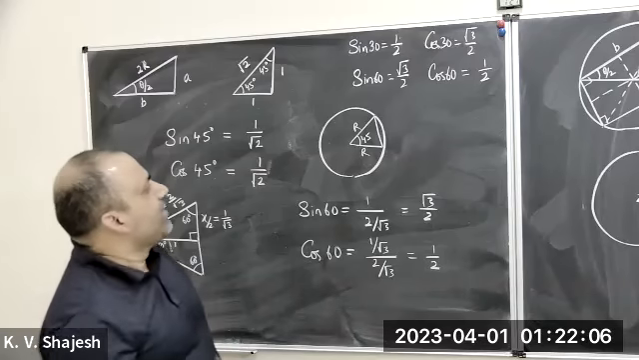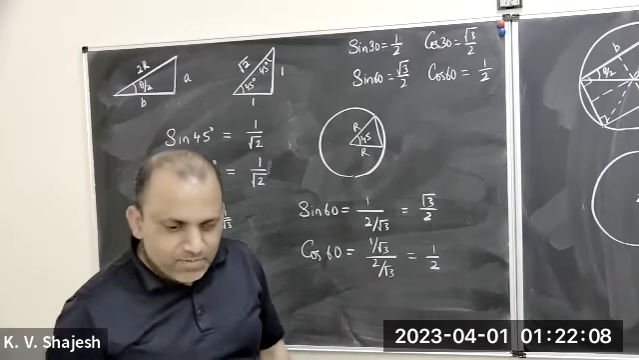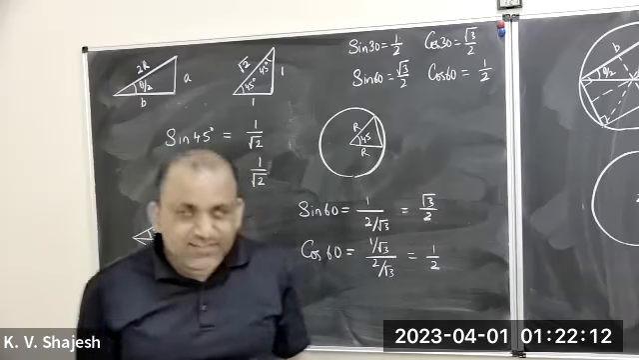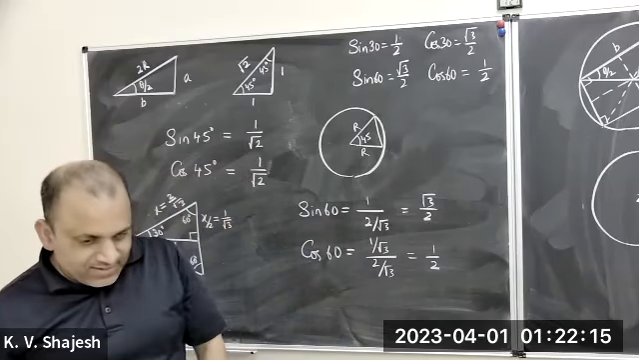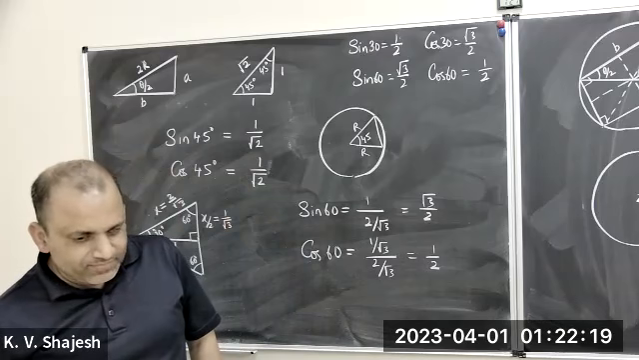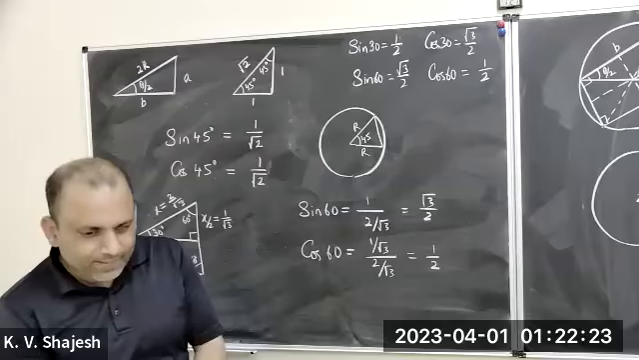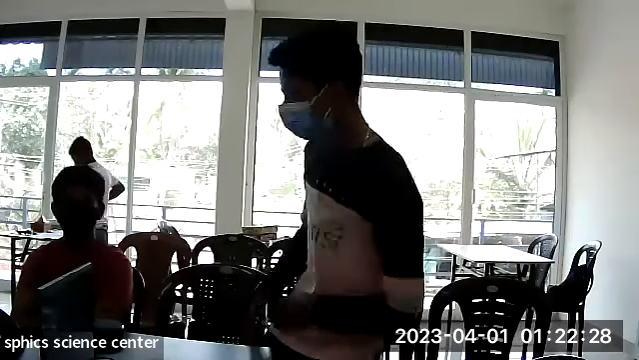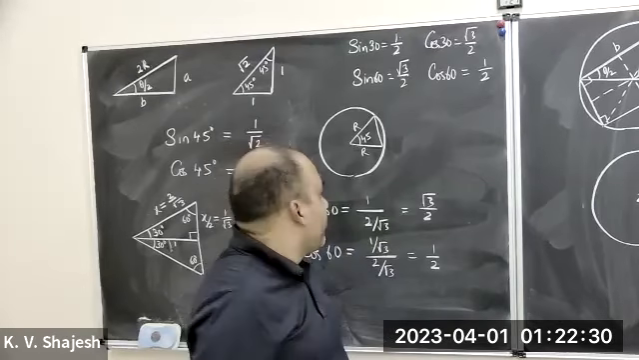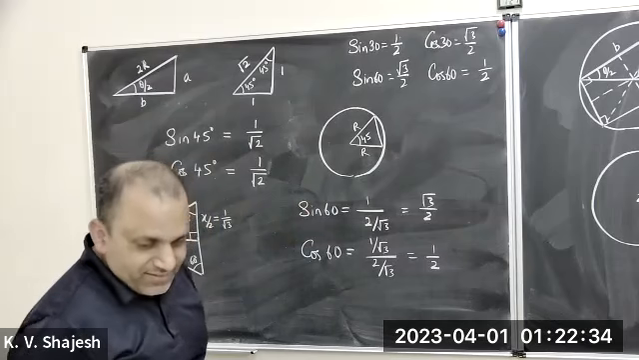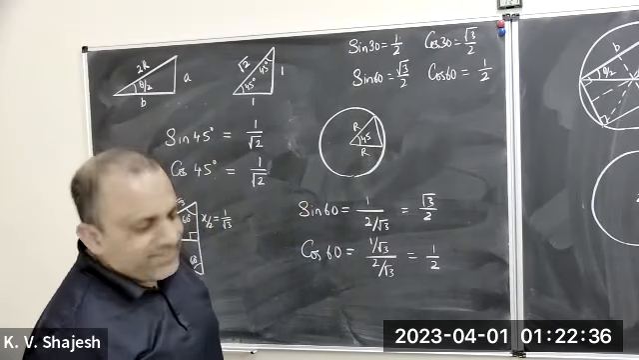Now tell me, what other angle can you come up with? 75. And why do you say that? Yeah, maybe. But tell me how you would do that.